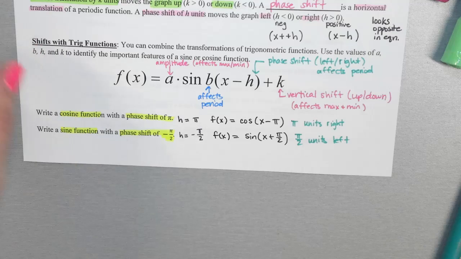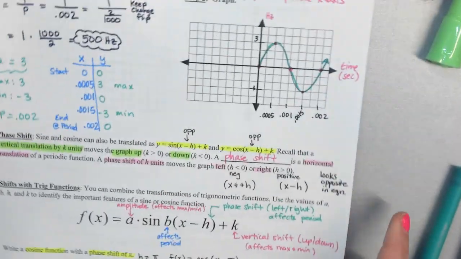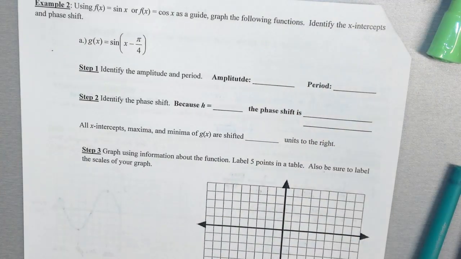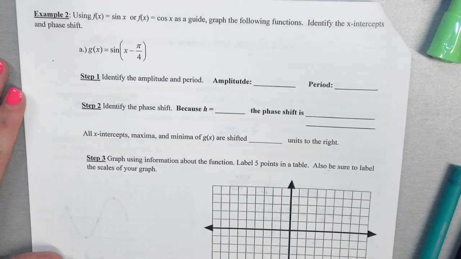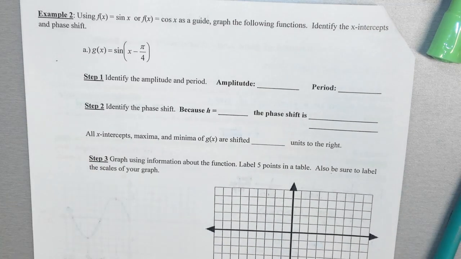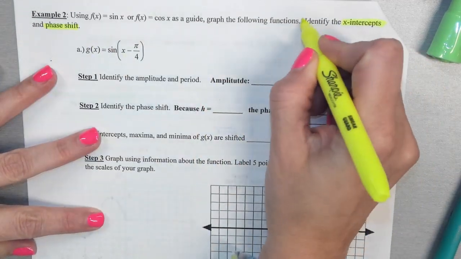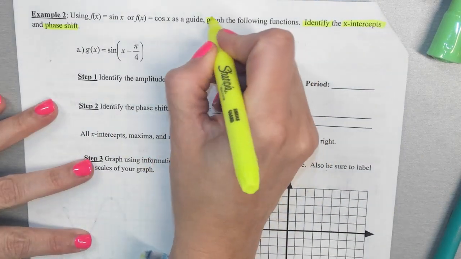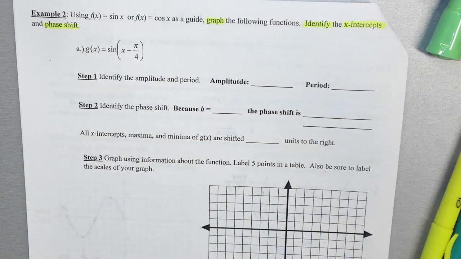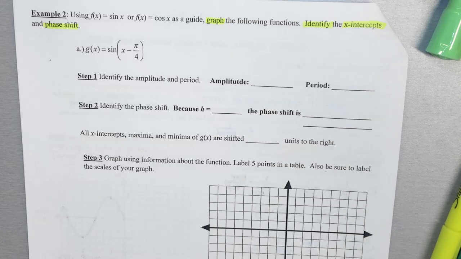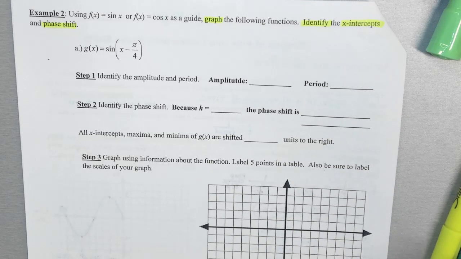We are either going to use the sine or cosine as a guide, so our parent functions from yesterday. And then the difference is now we're going to identify the x-intercepts and the phase shift. Okay, we are also graphing. So that's the same as yesterday. But today our extension is going to be the phase shift and the x-intercepts.